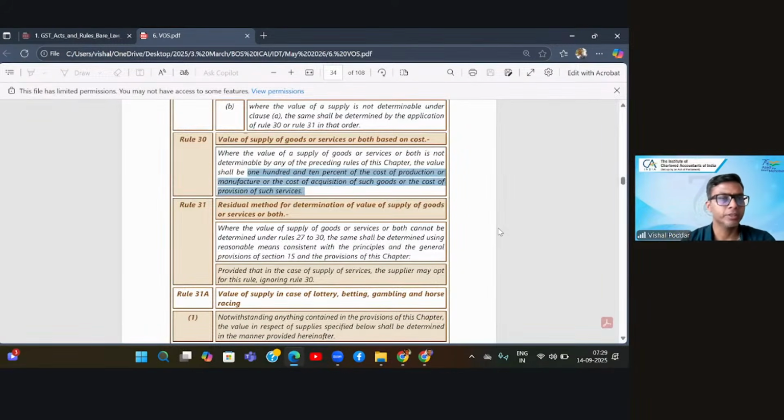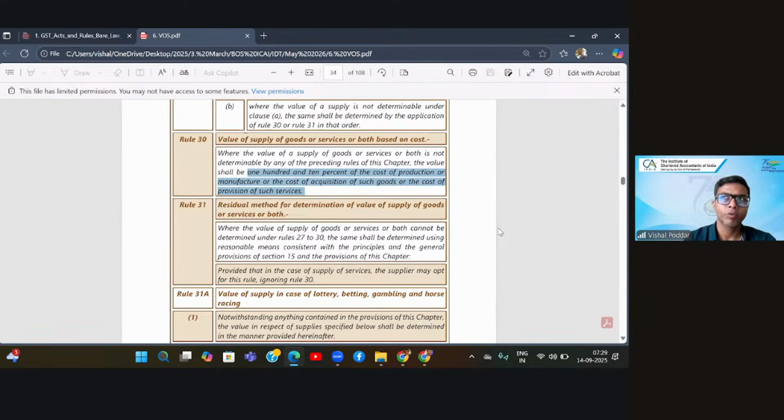Now, what they have done under GST is that they have made this a residuary rule. So where your main rules 27, 28, 29 fail, you can take this as the rule. Now, why have they made this a residuary rule? Because practically, what you are going to study in 27, 28 may not be possible. It may not be feasible. When we discuss 27, you'll realize why what is given in 27 may fail.